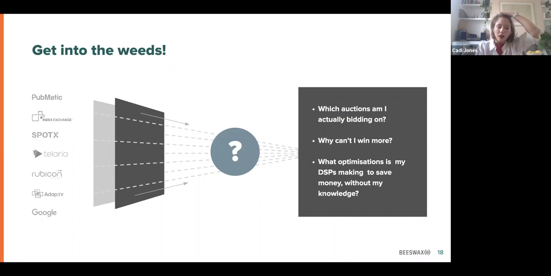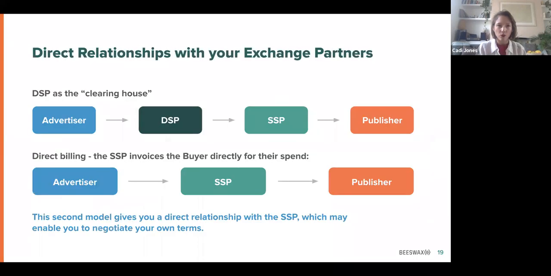The other recommendation that we have very strongly at Beeswax is to enter into direct relationships with the exchange partners, with the SSPs. I think the traditional relationship is this top one, where the DSP acts as the clearinghouse. At the end of each month, each of the SSPs sends a bill to the DSP, which tots it all up, splits it up based on all of their different customers and sends the right bill to each customer. The DSP effectively operates as the clearinghouse and is the middleman between you, the advertiser, and the supply side platform.